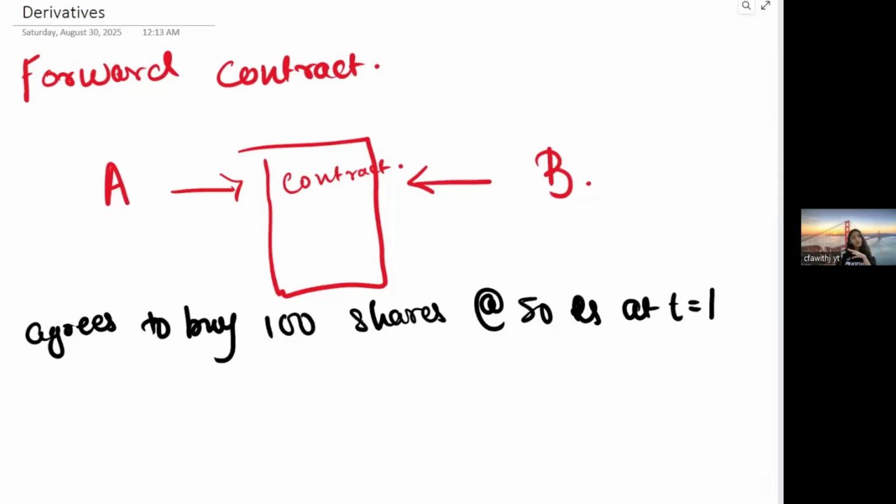Now, from the point of view of B, what will his counterparty risk be? His counterparty risk is that A will not be able to pay him the amount that is mentioned in the contract. This is the risk B is taking, correct? So this is called counterparty risk: the risk of another party that is involved in the contract. As simple as that.